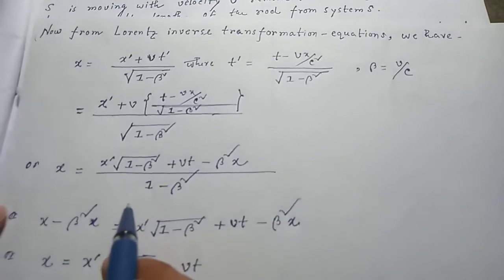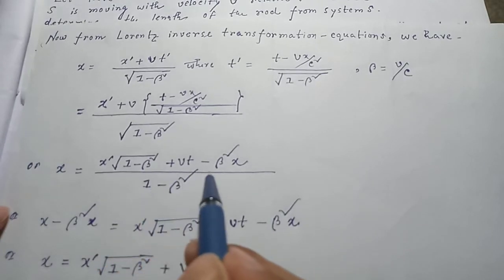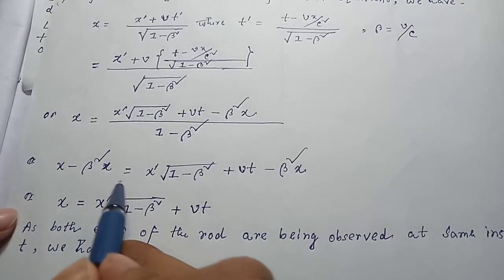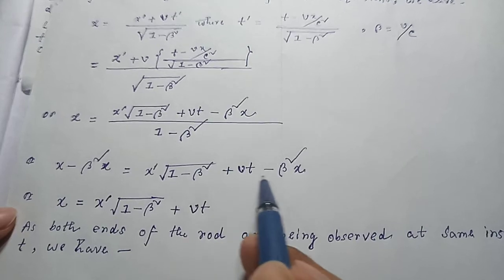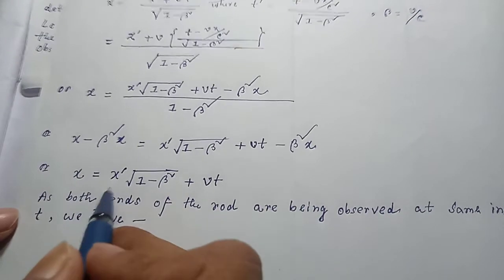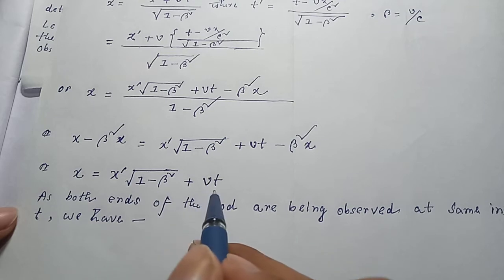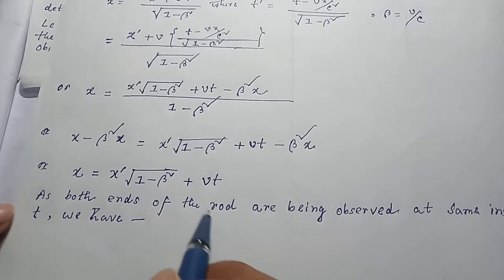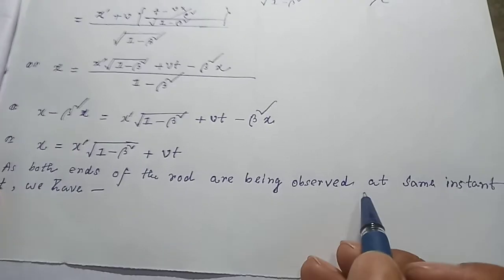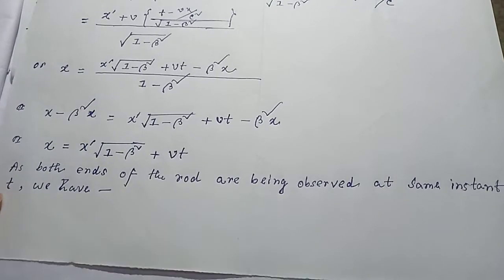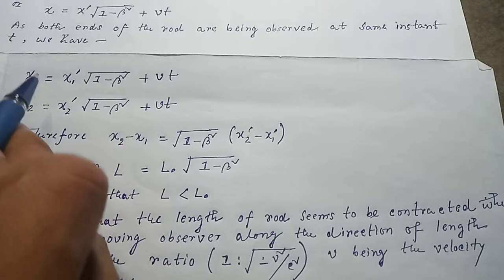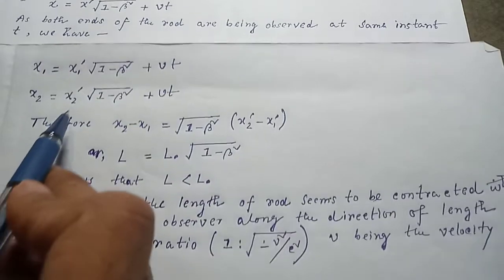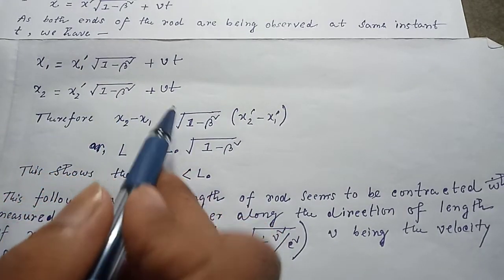x equal to x prime root over 1 minus beta square plus v t plus beta square x, over 1 minus beta square. x minus beta square x equal to x prime root over 1 minus beta square plus v t minus beta square x, or x equal to x prime root over 1 minus beta square plus v t. Beta square cancels. As both ends of the rod are being observed at the same instant t, we have x1 equal to x1 prime root over 1 minus beta square plus v t, x2 equal to x2 prime root over 1 minus beta square plus v t.